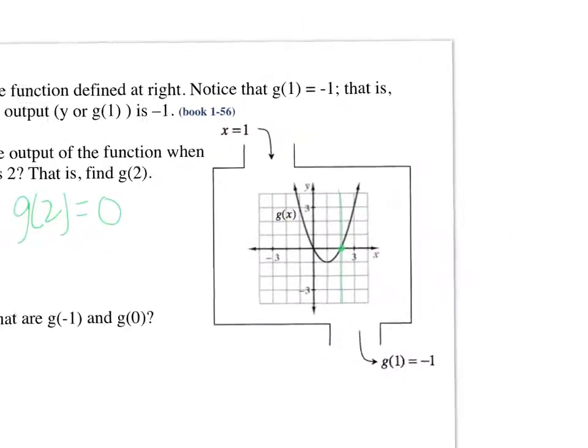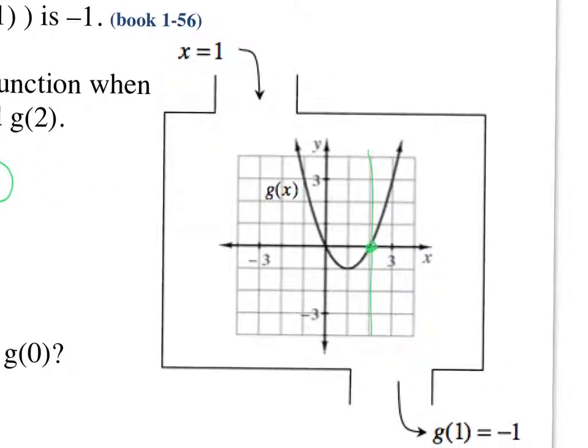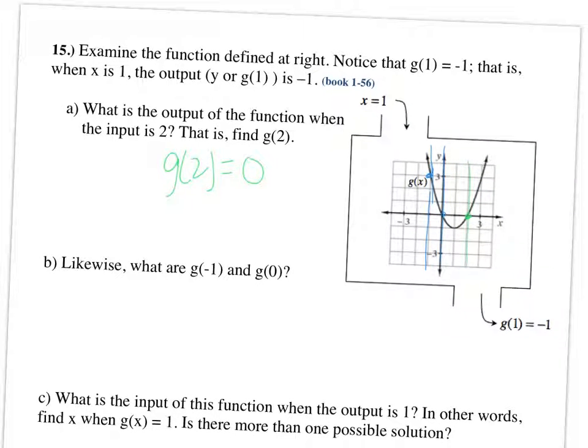For part B, we're going to do the same thing and find g of -1. So I'm going to locate -1. So it's somewhere around, oops, sorry, that's a little off. If I can erase that. It's around 3, and g of 0 is located at 0. So we're using the graph to identify the input and the output. So g of -1 is 3, g of 0 is 0.